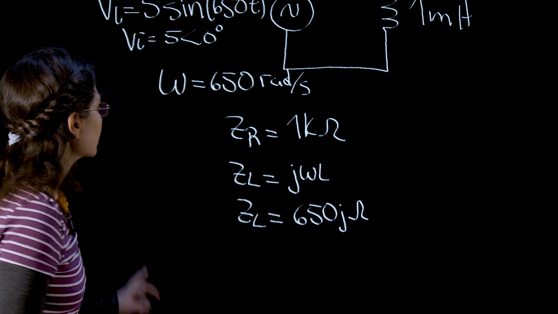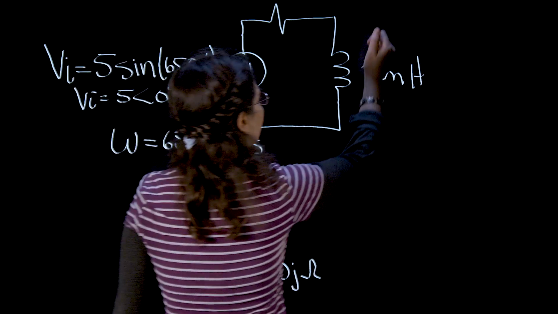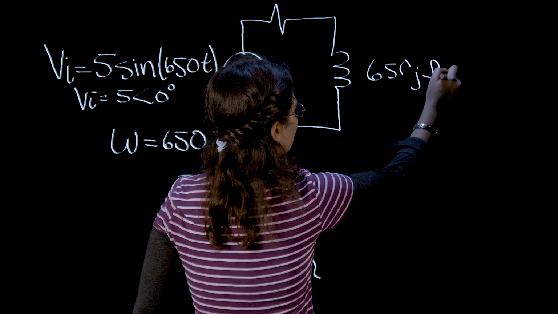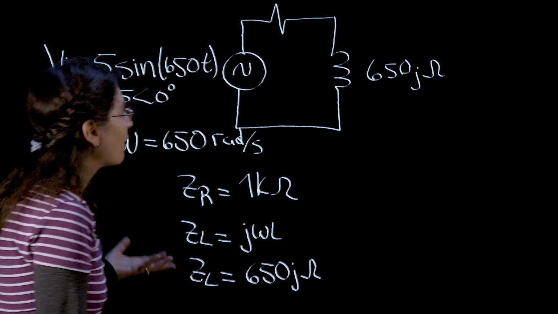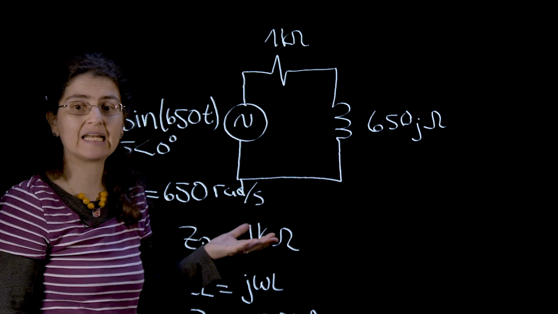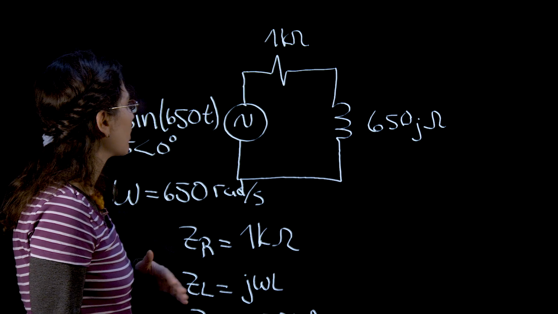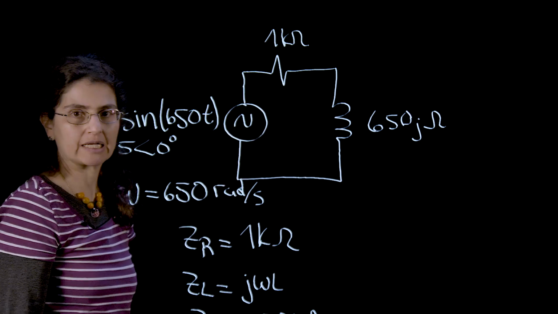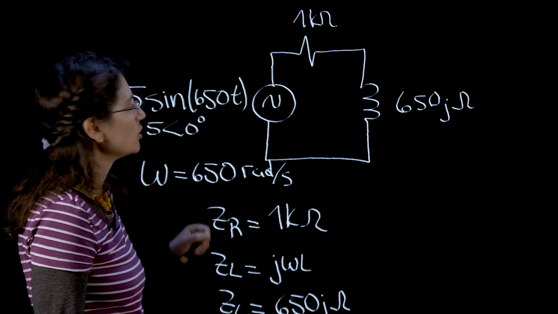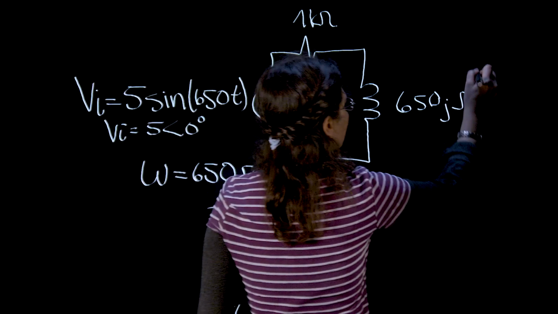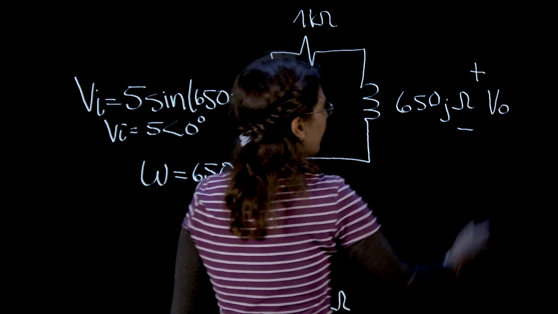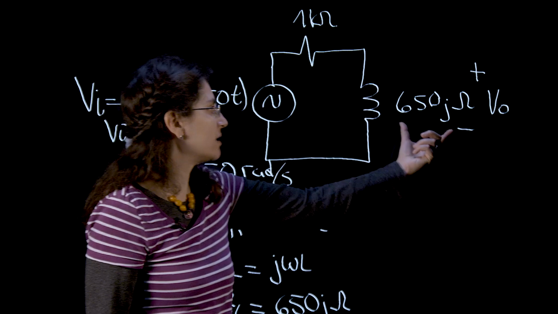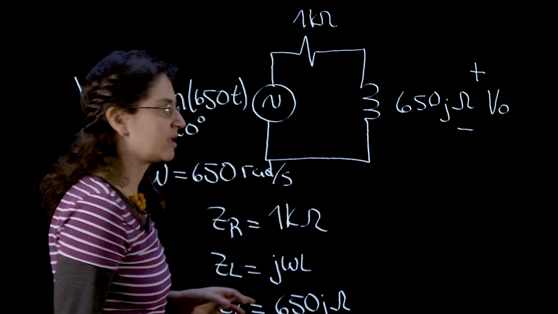So we can put that here. 650 j ohms. So now we proceed to treat our circuit like any other normal circuit, in which case we can also apply the laws that we know, Ohm's law, Kirchhoff's law, and analyze the circuit. In this case, I will solve it by using a voltage divider. If we're interested in the output voltage here, at the inductor, then we will just do a voltage divider, input voltage times this impedance over the sum of both impedances.